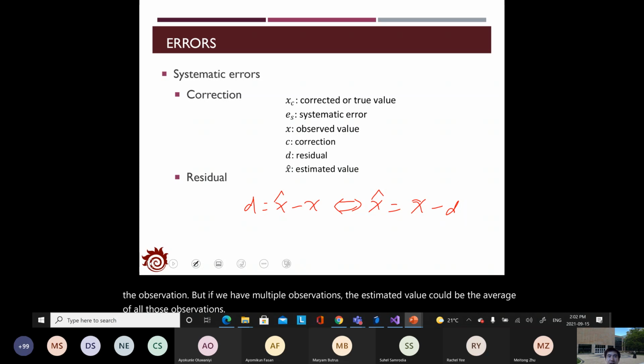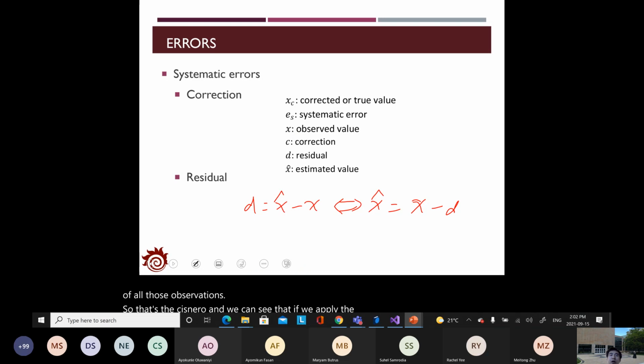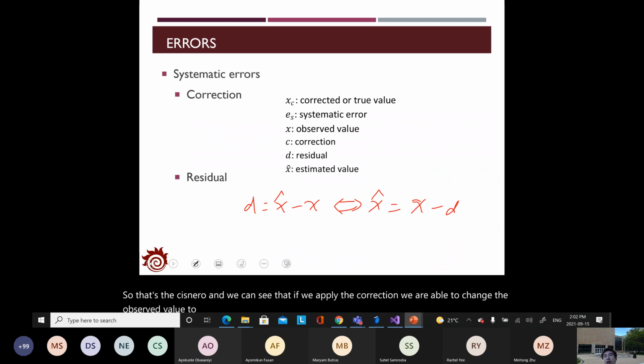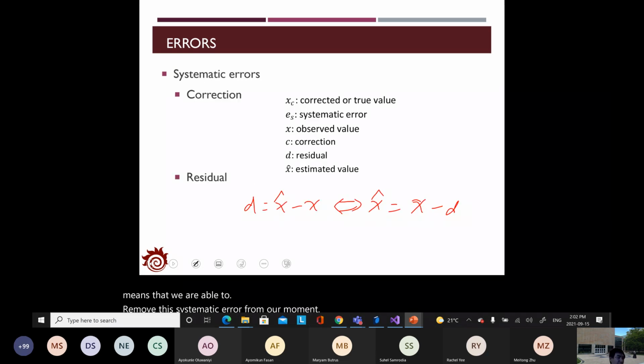So that's the system error, and you can see that if we apply the correction, we are able to change the observed value to some value close to the true value. So that's the good thing, which means that we are able to remove the systematic error from our measurement. So any questions for now?